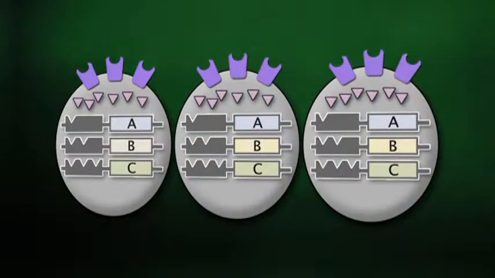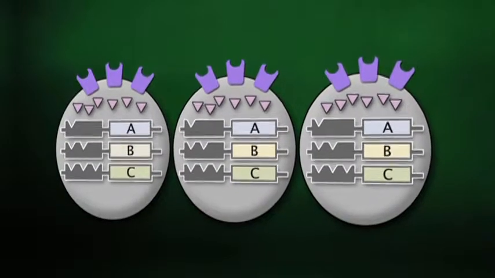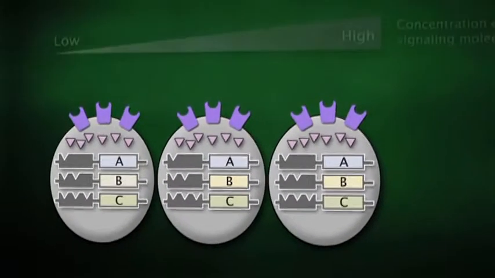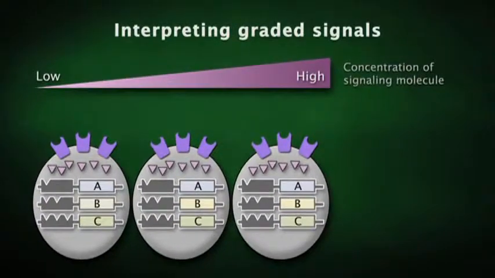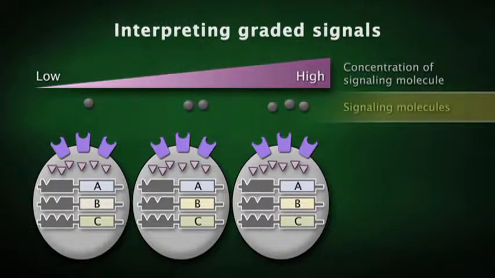So let's look, for example, just at 3 cells here. They're equivalent in potential. They could give rise to any region of the nervous system, but by chance they occupy different positions, and that position exposes them to different concentrations of this graded signaling molecule. So you can see 3 cells exposed to 3 different concentrations of this signaling factor.